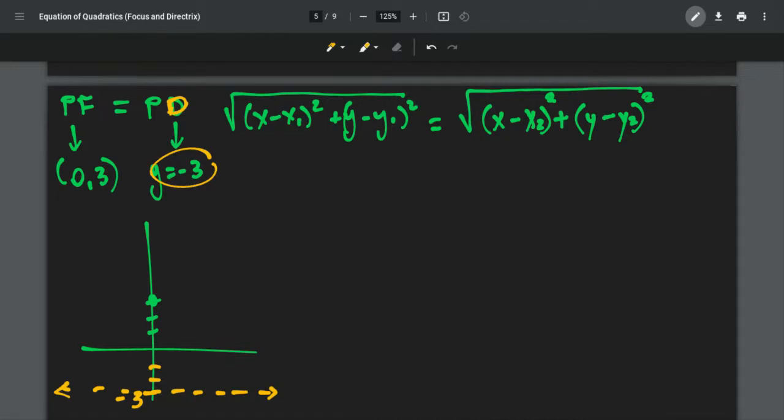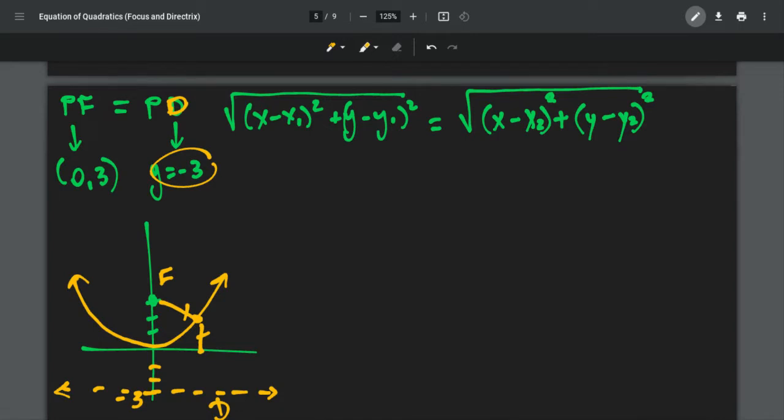And, well, I want the equation. Okay, so all I know is it's going to be somehow like this. And I do know that any point here, when connected to F and when connected to D, will be equidistant.